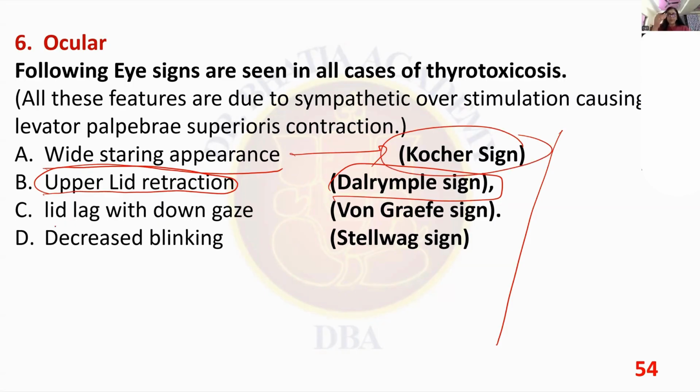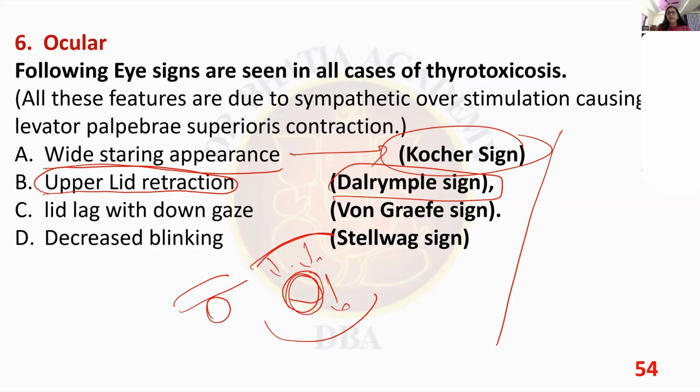Then the lid, like if you ask the patient, if you normally look down, you will find that you can't see the upper limbus. If we ask the patient to look down, the eyelid also comes down along with it, and you don't see the limbus. Whereas in case of Graves' disease, the eyeball moves down, but the lid does not move, and you can see the sclera, the upper sclera you can see. That is the upper limbus, and that is lid lag with a down gaze. That is known as von Graefe's sign.